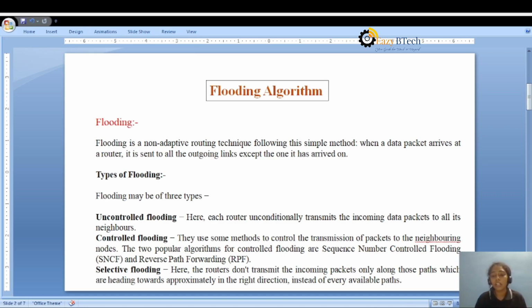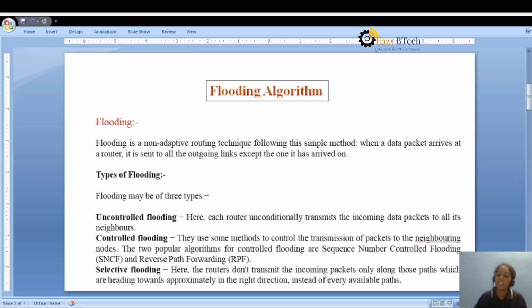And these are the examples of flooding. Flooding uses broadcasting. This is uncontrolled flooding, which uses a broadcasting technique. But we eliminate that broadcasting technique by using controlled flooding algorithms, namely sequence number controlled flooding. We used sequence number controlled flooding in this example. So these are the different types of techniques and different types of flooding, and this is about the flooding algorithm.